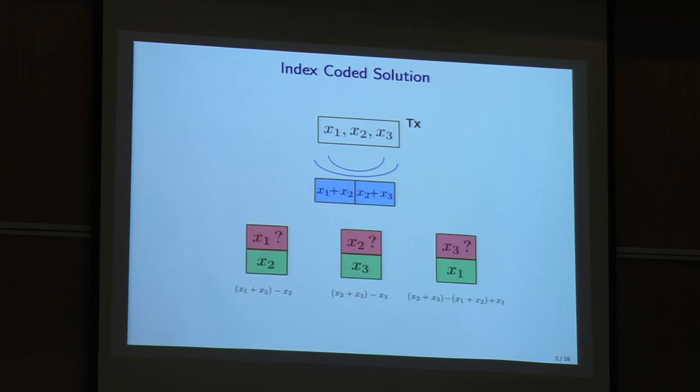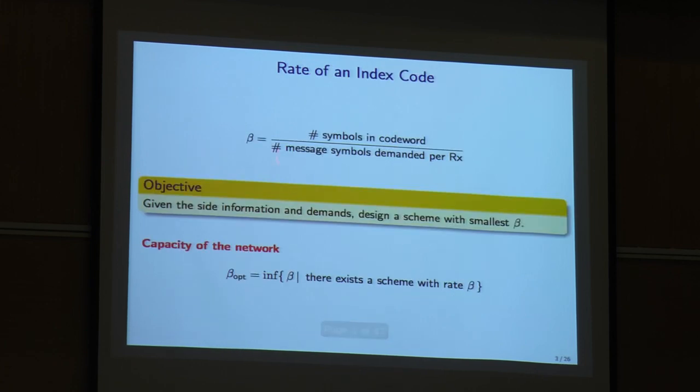Okay. So you have to be careful. This is more like source coding or compression, and you have to achieve smaller rate, not higher rate. Okay. So rate is defined this way. I hope it's clear. So now the objective is, given a network, the side information and the demands, you have to design a scheme whose rate is as small as possible. And the smallest possible rate you can achieve, we call it the capacity. Okay. And we will denote it as beta opt, the optimum rate possible. This is the capacity. Okay. Now again, remember, you have to make the rate as small as possible, not as high.